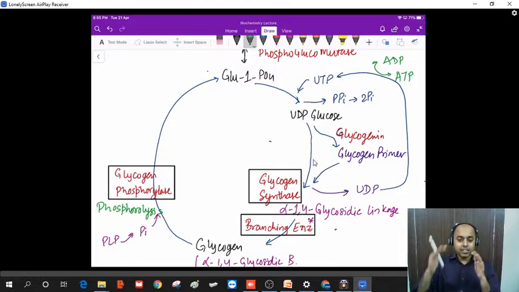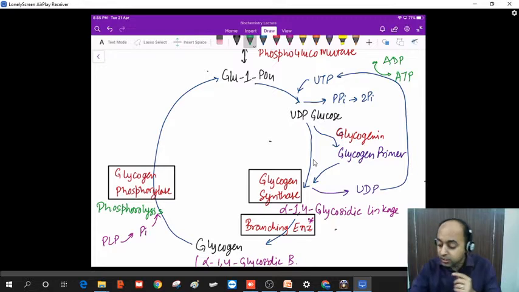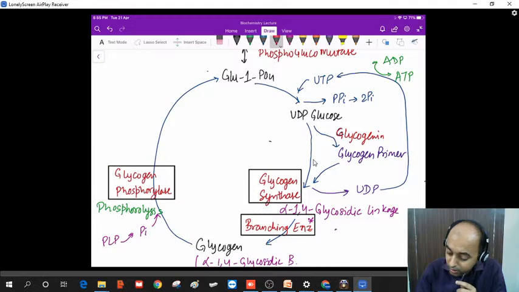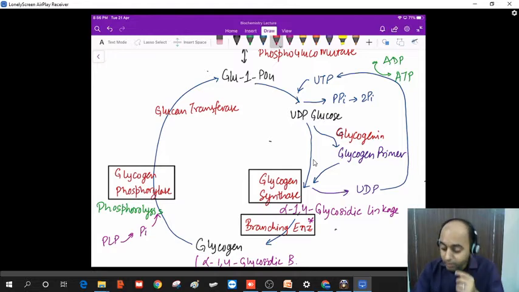However, when the chain becomes shorter, at that time the glycogen phosphorylase is unable to act. We need to remove the chain. The chain is removed by the action of first the enzyme glucan transferase, and subsequently by the debranching enzyme.